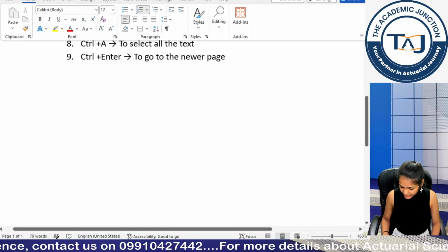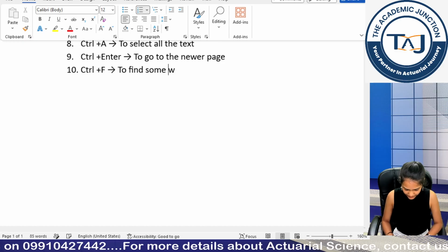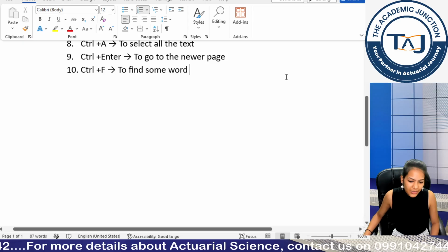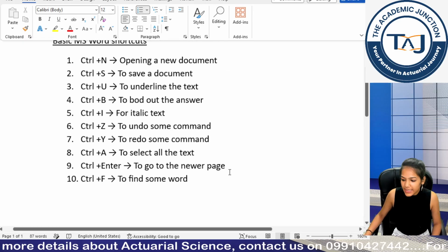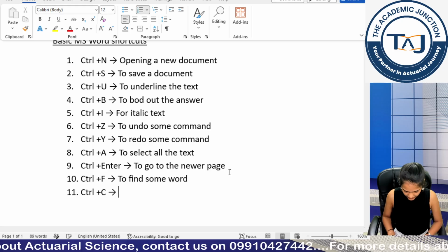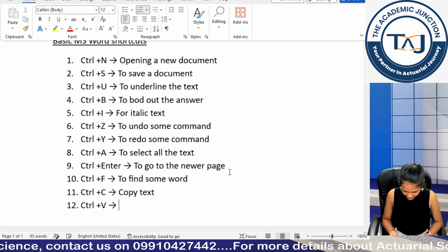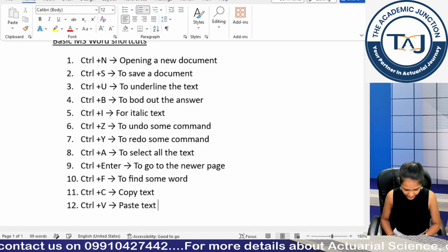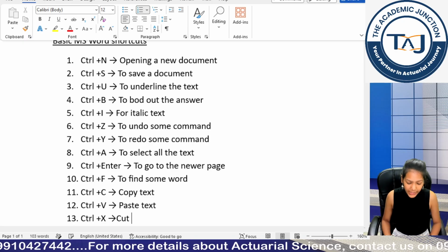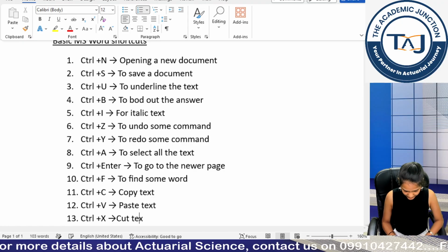Cool. Next we have Control plus F to find some word. This is something basic: if you want to find something in your Word document, that's Control plus F. So these are some 10 basic shortcuts, and yes, Control C, copy text, Control V, paste text, and sometimes if you want to cut something, that's Control X. Students usually confuse cutting and copying text: copy is Control C and cut is Control X.